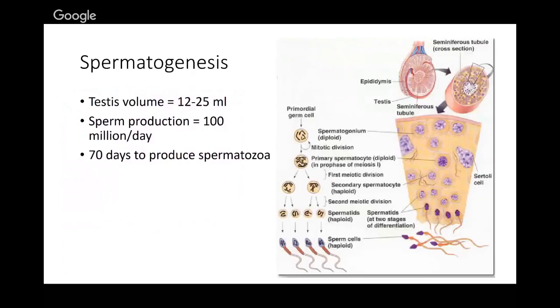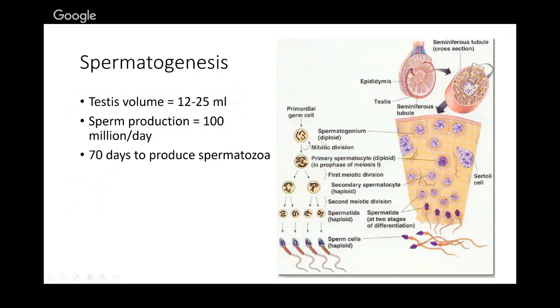Okay, so spermatogenesis, it's an important process. Just a couple of numbers here. The testis volume is around 12 to 25 milliliters. Sperm production is 100 million a day. And it usually takes about 70 days, so 2 months-ish, to produce a spermatozoa, for one spermatogonia to go through this whole process and become the spermatozoa.